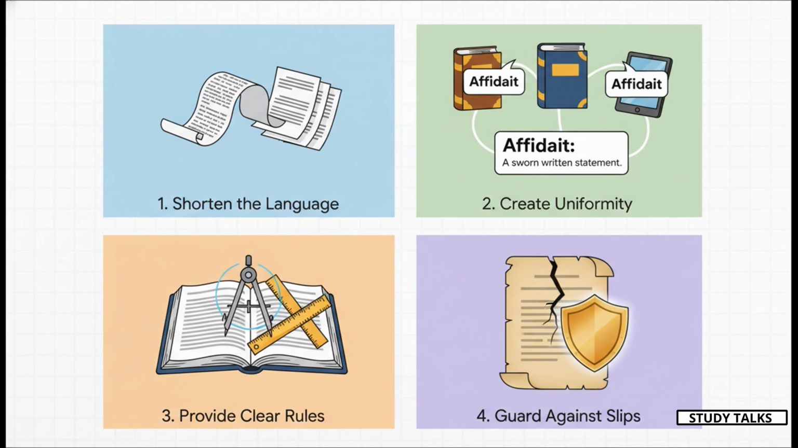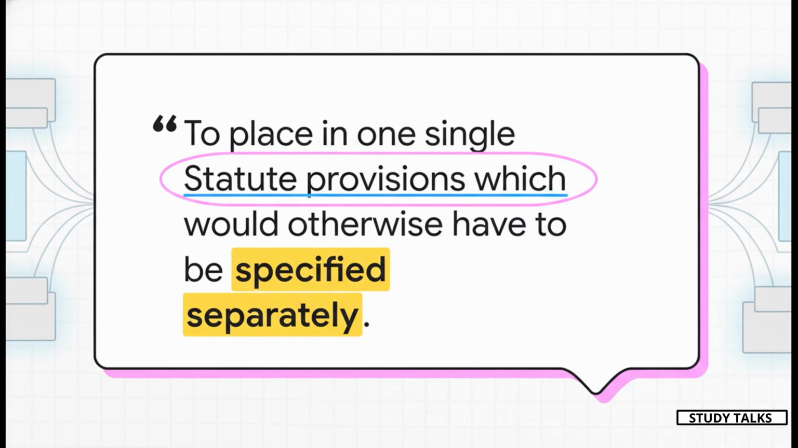Two, to make sure language is uniform. An affidavit in one law should mean the exact same thing in another. Three, to lay out clear rules for interpretation so everyone reads the laws the same way. And finally, four, to act as a backstop, to catch any accidental mistakes or omissions by the people drafting the laws.